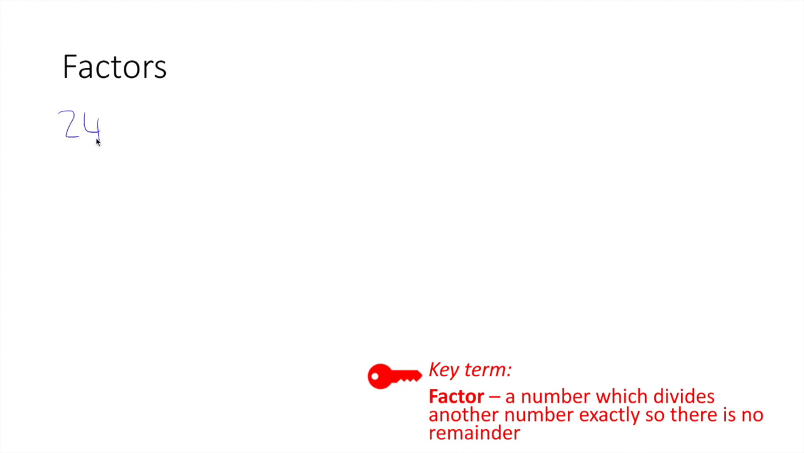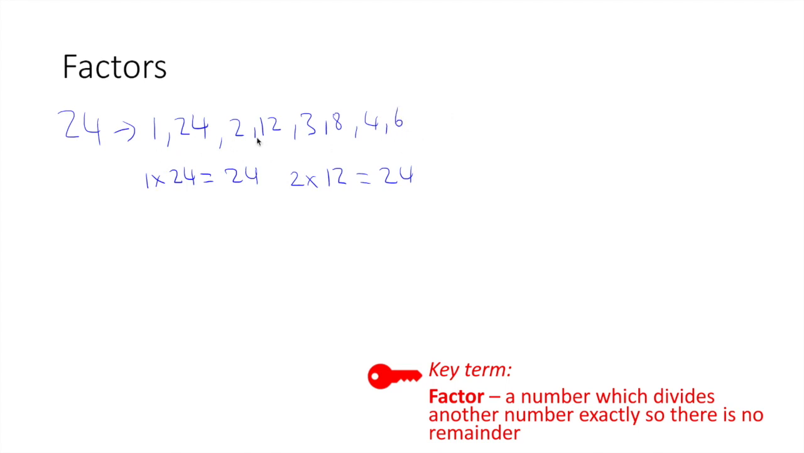Okay, 24. If you want to list out the factors of 24, what we've got to do here is start off with 1 and 24, right? These are both factors of 24 because 1 times 24 equals 24. Similarly, if we go on, we can say 2 and 12 are factors of 24 because 2 times 12 equals 24, right? And then you have 3 and 8, 4 and 6, and these are all the factors of 24.